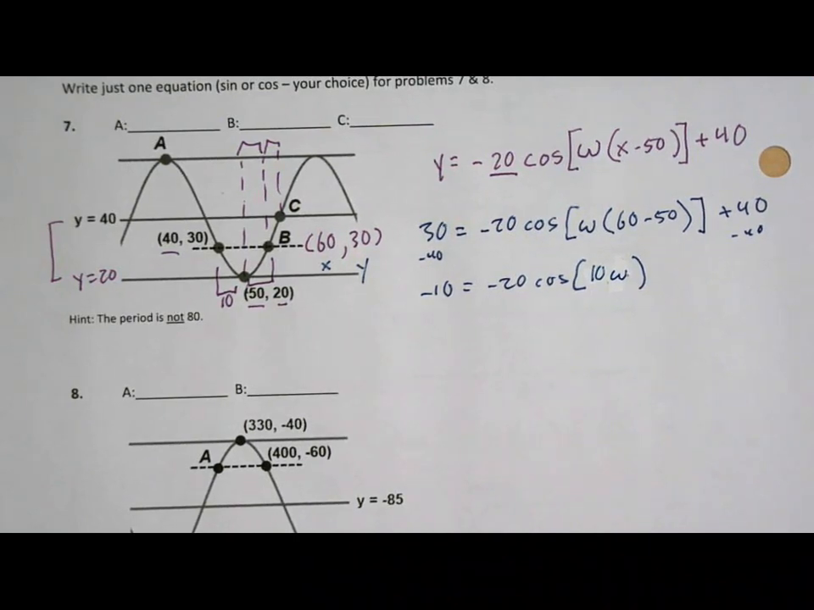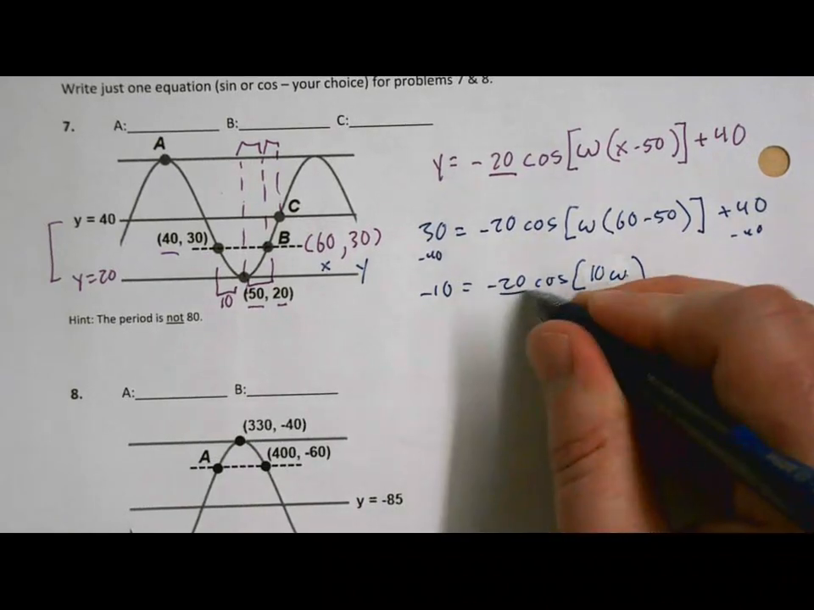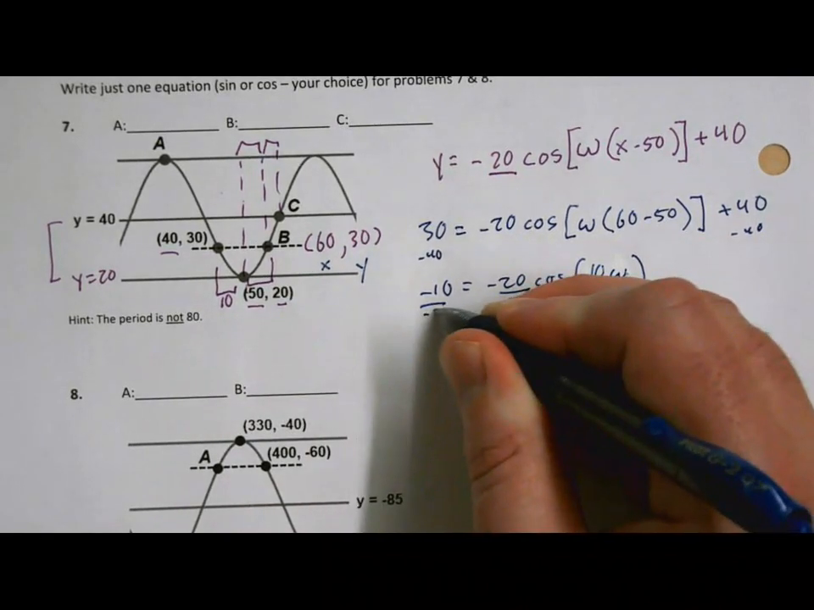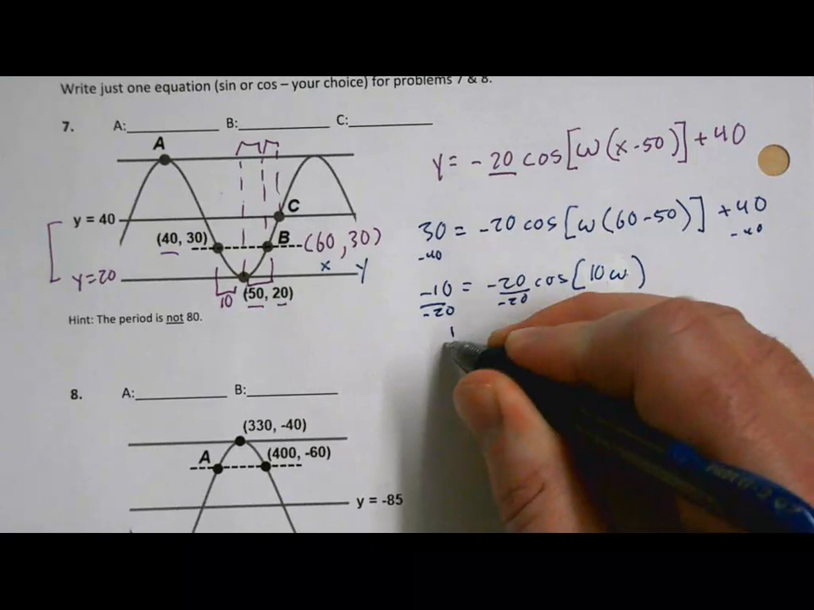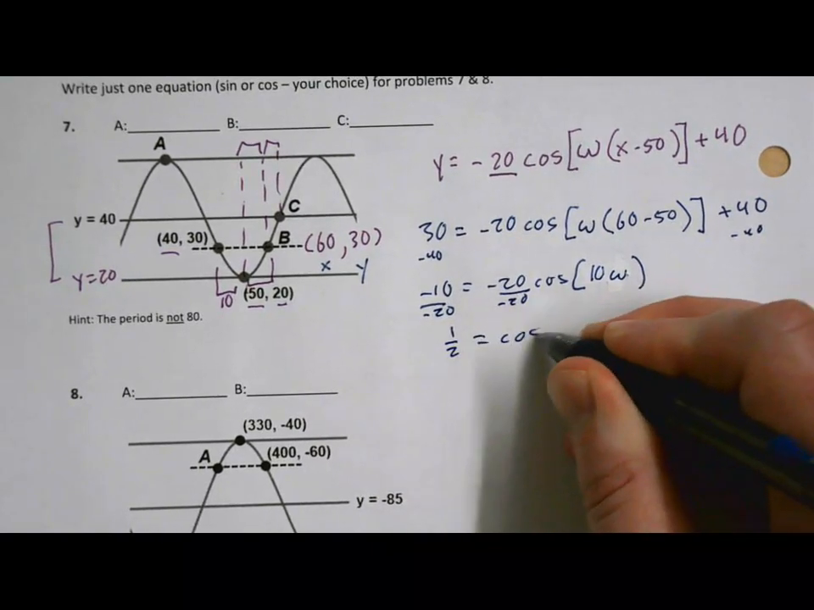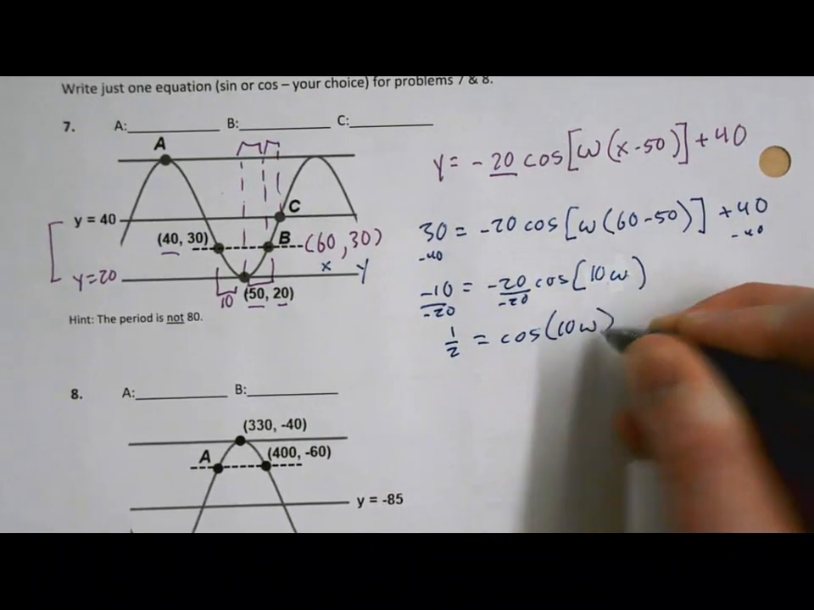What's our next move algebraically? Divide by negative 20 on both sides. Well, this is starting to look familiar. That's a half, isn't it? 1/2 equals cosine 10 omega.